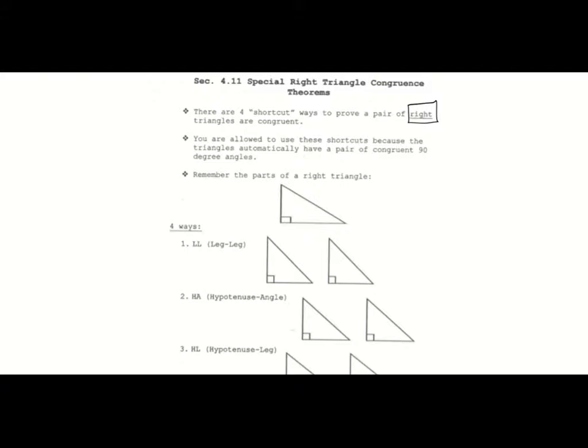You are allowed to use these shortcuts in your theorems because the triangles automatically have a pair of congruent 90-degree angles. So if we review the parts of our right triangle, we have a leg, 2 legs that make up the right angle, and opposite that 90-degree angle, we have our hypotenuse. Okay, so with our right triangles, our 4 ways to prove they're congruent.